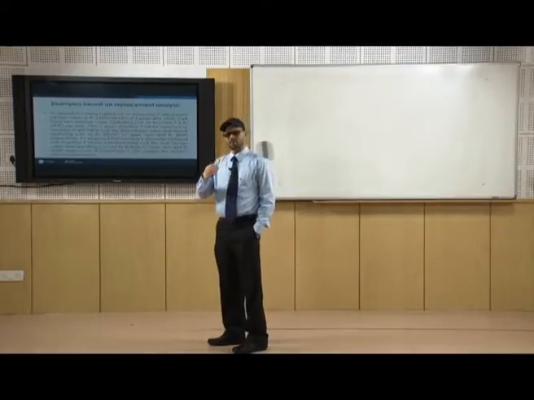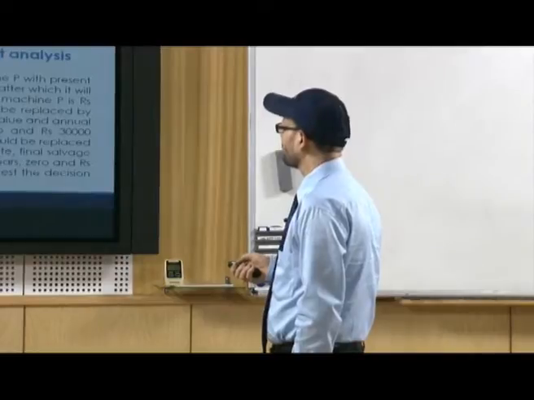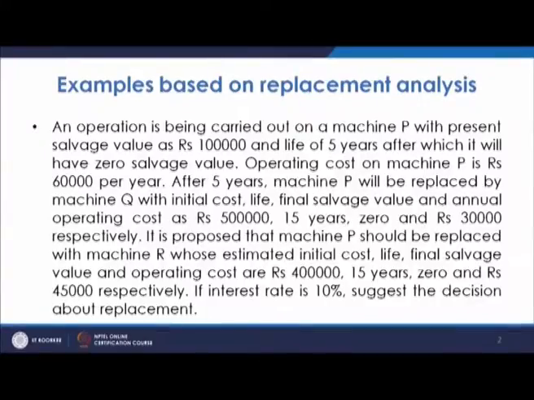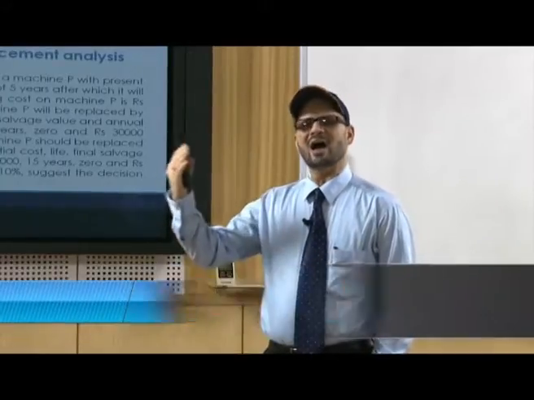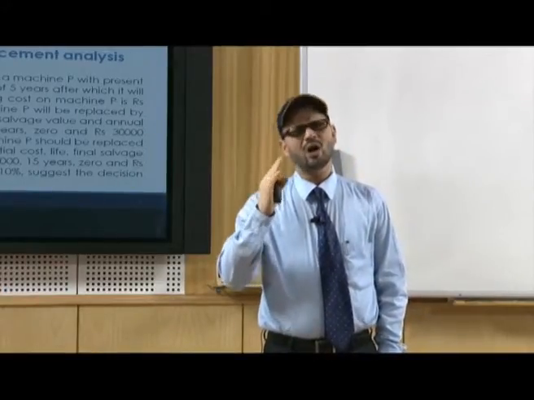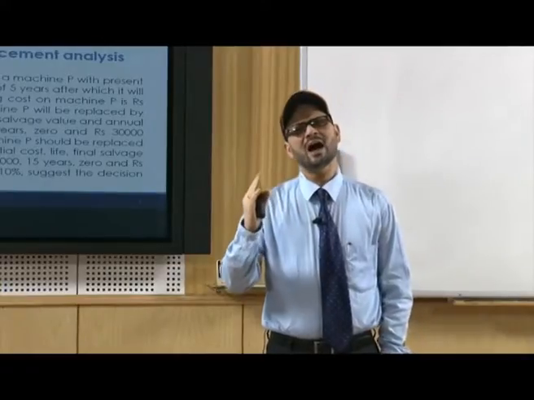Now, there is a proposal for replacement, and that is for machine R. This machine R has an estimated initial cost of rupees 4 lakh, life of 15 years, final salvage value as 0 and operating cost as rupees 45,000 per year. So, you have a machine P which will work for 5 years, and after 5 years it will be replaced with machine Q. Then another option is you have machine R with you.